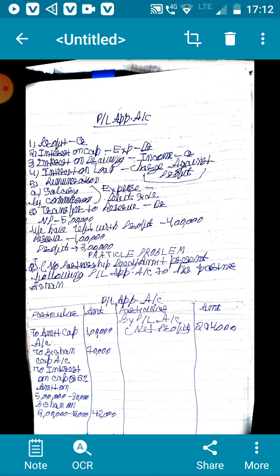Interest on loan is our income. Interest on capital is a charge against profit, because we have to give interest on capital even in the absence of a partnership deed.